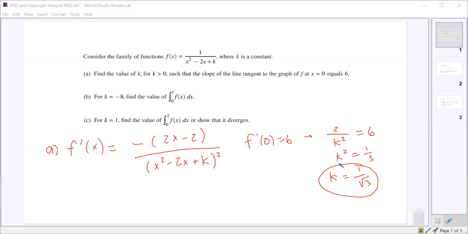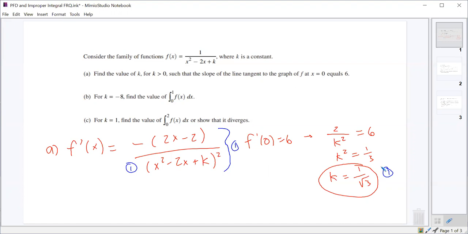Hopefully that part was pretty easy. They gave 1 point for having the denominator of f prime correct, 1 point for having the rest of f prime correct, and 1 point for the answer. So that was a pretty easy part. Part A should have been pretty straightforward.